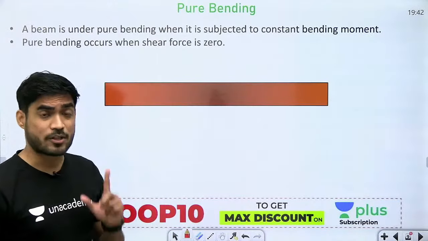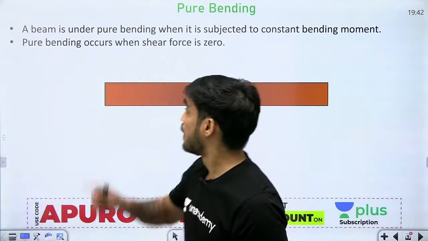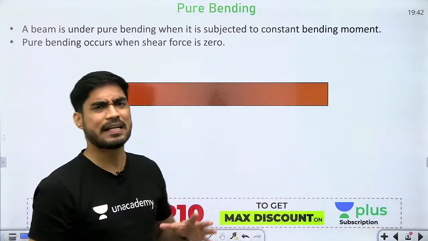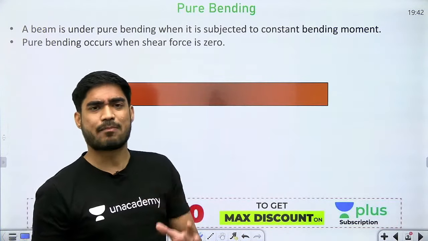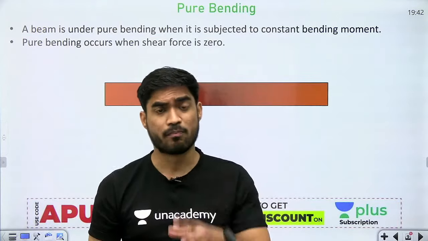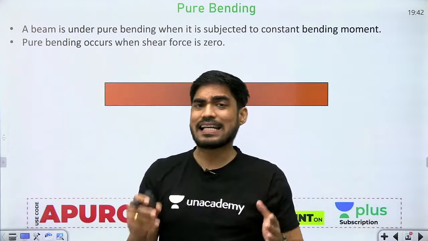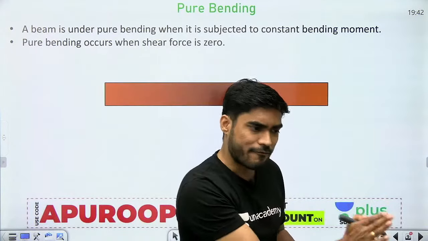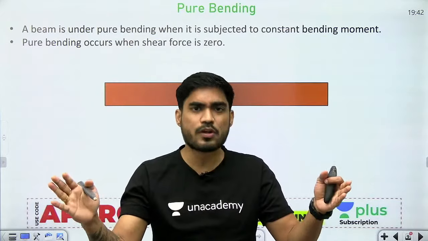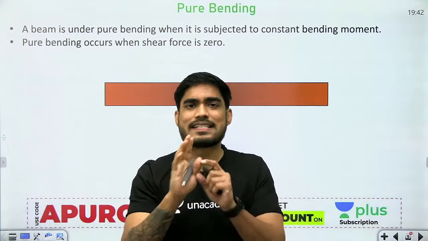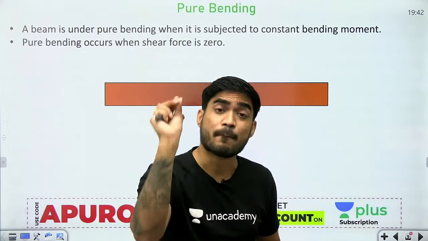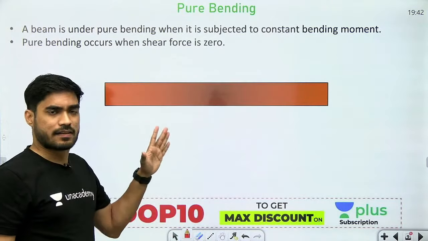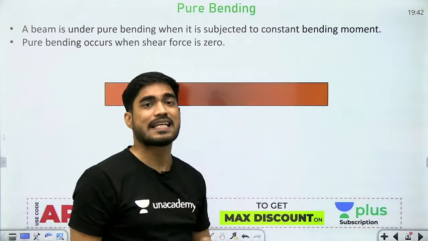The first concept that you need to understand, which is very important, is pure bending. What is pure bending? Pure bending is when the beam is subjected to constant bending moment. पूरे बीम में, one end से second end तक, अगर bending moment same है, constant है, then that is called pure bending. So when do we get pure bending? Pure bending occurs when the shear force in the beam is zero.